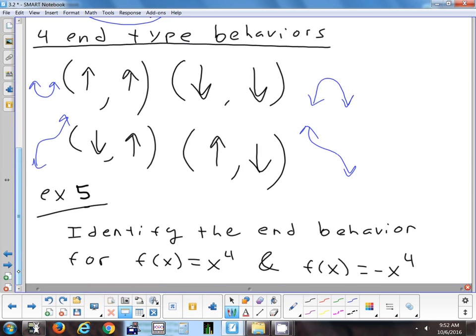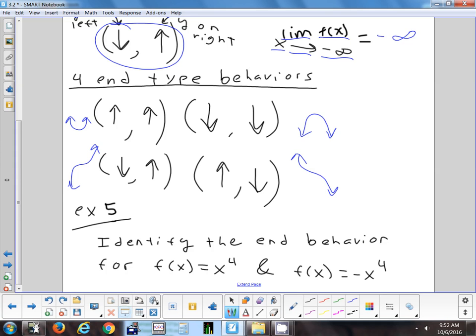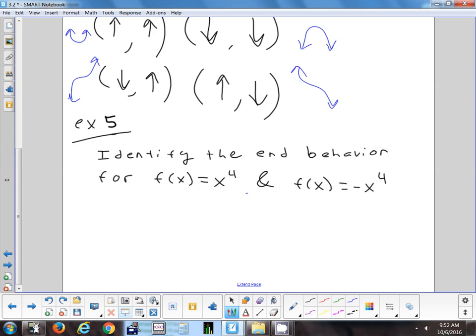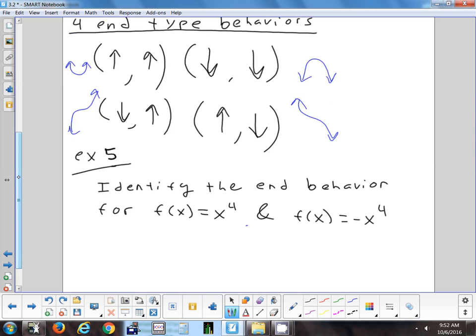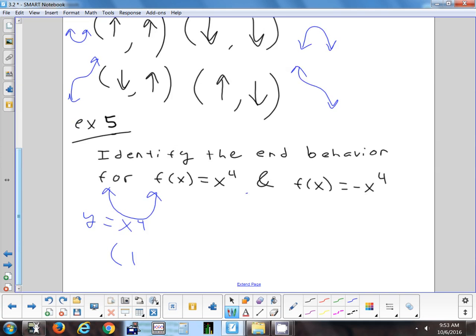Okay, so I'm going to, rather than sketch it on the calculator, I'm going to just sketch it for you. X to the 4th looks like this. Kind of looks like a parabola, but it's a little flatter. What's the end behavior of f of x equals x to the 4th? Both up, both down, or one of each? Yep. So the end behavior here is up, up.